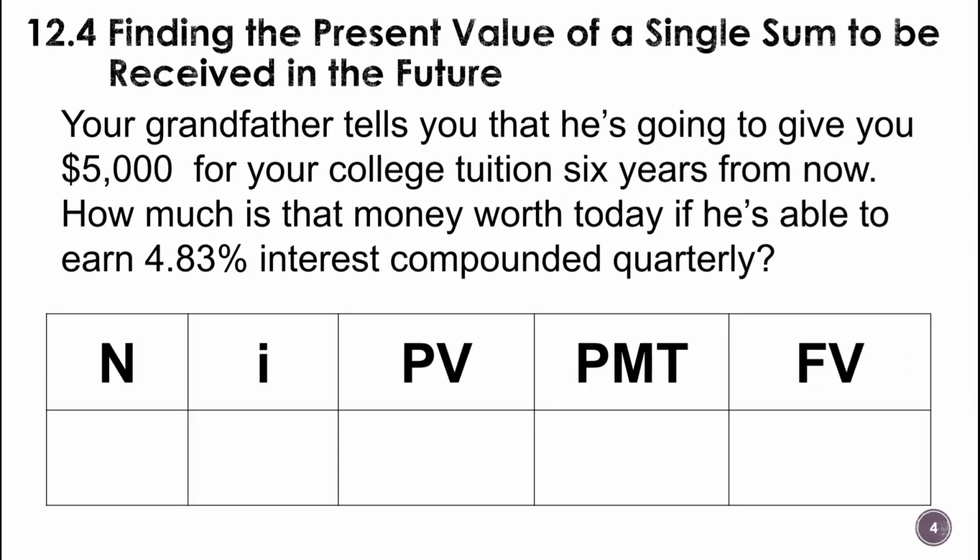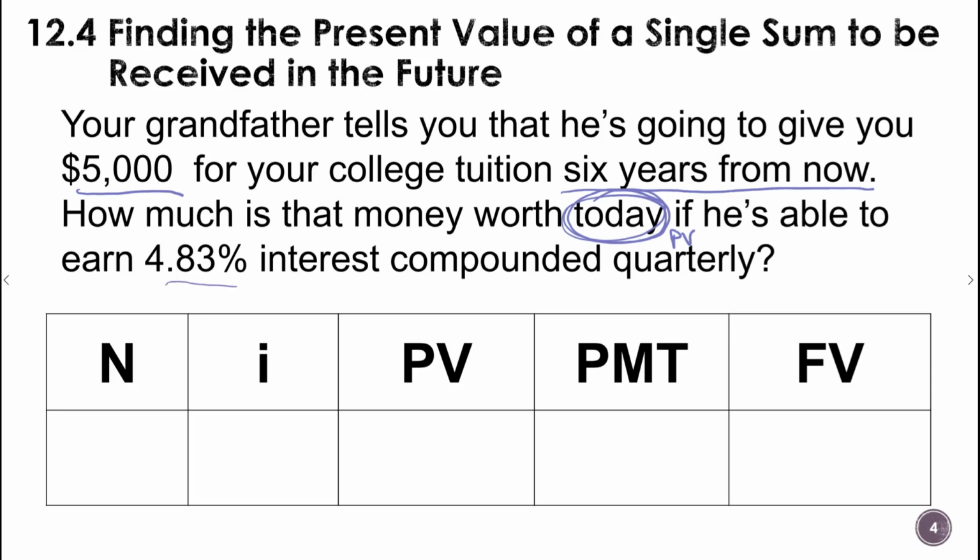All right, here's our first example. Your grandfather tells you that he's going to give you $5,000 for your college tuition 6 years from now. In 6 years, you're going to get $5,000. So think about that. Where's that $5,000 going to go? How much is that money worth today? That would be present value, right?